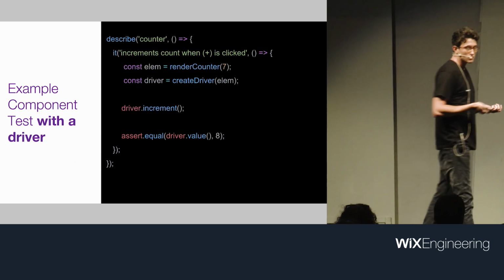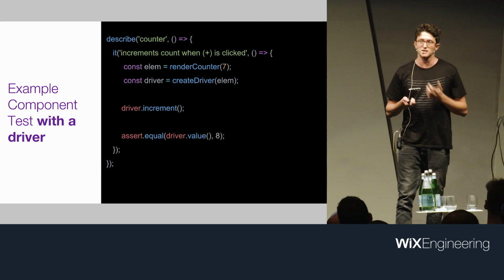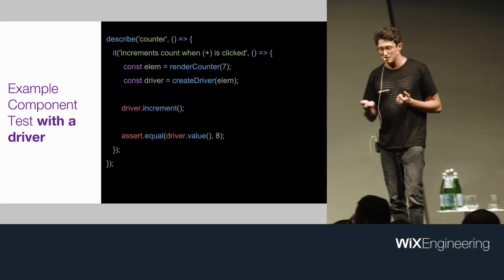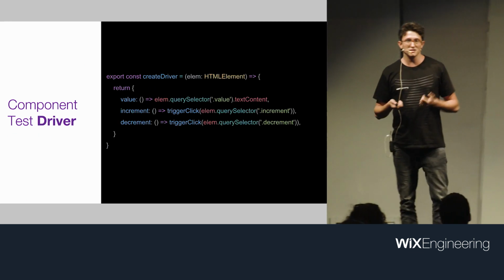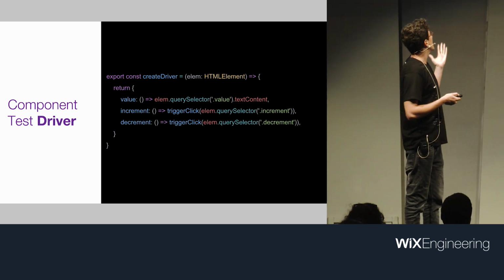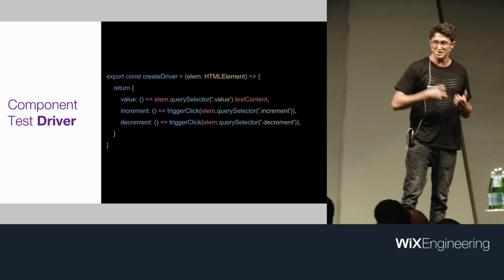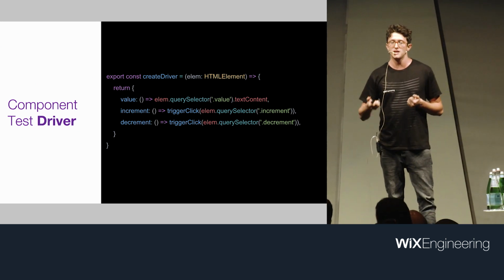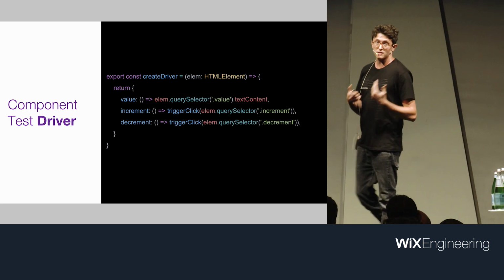This is how it looks with a driver. The driver abstracts away the implementation details, the query selectors, how the markup looks like, which is great. And for those who are less familiar with drivers, this is how the driver looks like. It just takes the HTML element and maps it into the features that the component exposes. For example, our counter has 3 features: getting the value, increment, and decrement. This is its API.